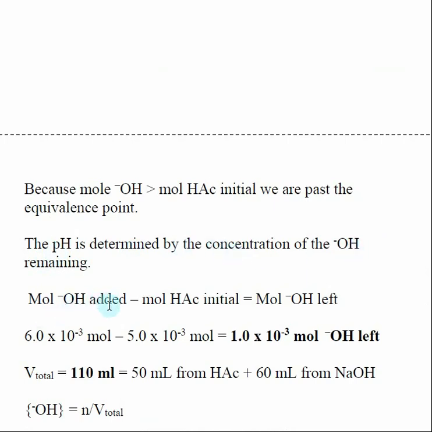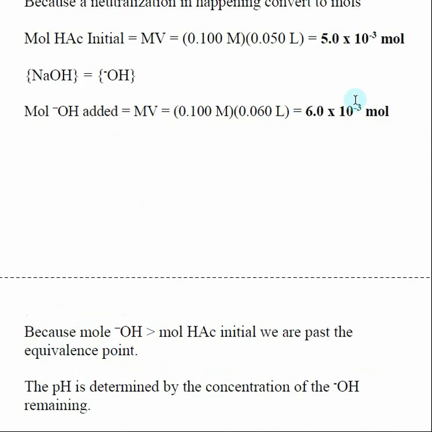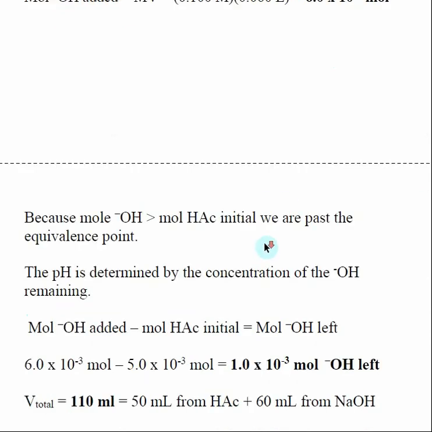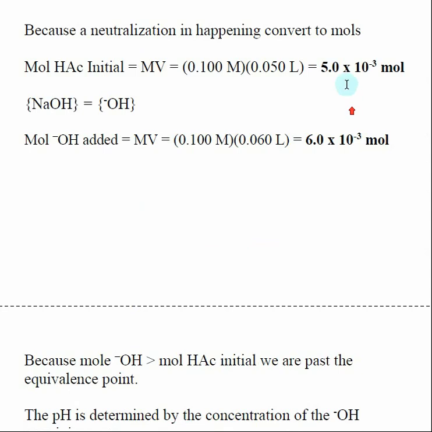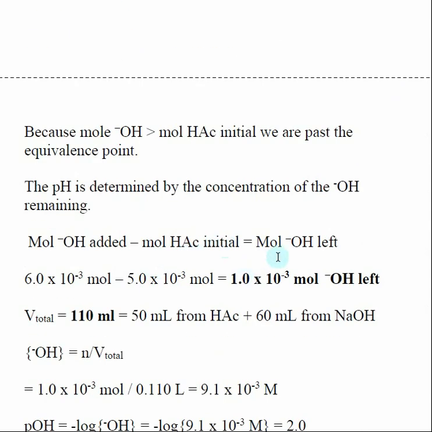We're still going to understand that there is a neutralization reaction going on between the hydroxide and our weak acid, and they're going to react with each other in a 1-to-1 mole ratio. But what we're interested in now is how much hydroxide is left. So we're going to take the number of moles of hydroxide that we started with, which we found right here, and then subtract off the number of moles of weak acid that we had initially. We've calculated that right here. When we do the subtraction, we find that we have 1.0 times 10 to the minus third moles of hydroxide left over.